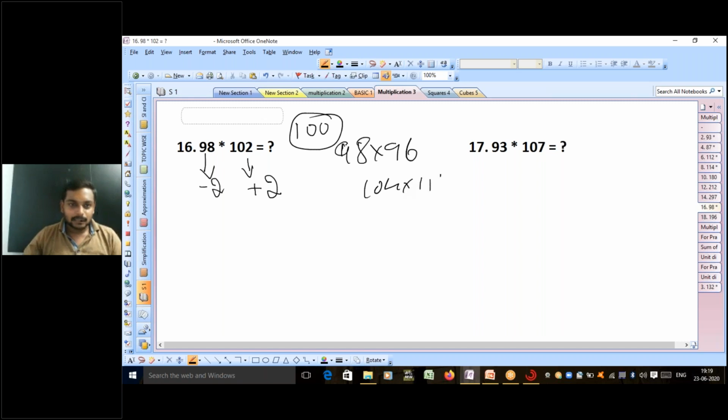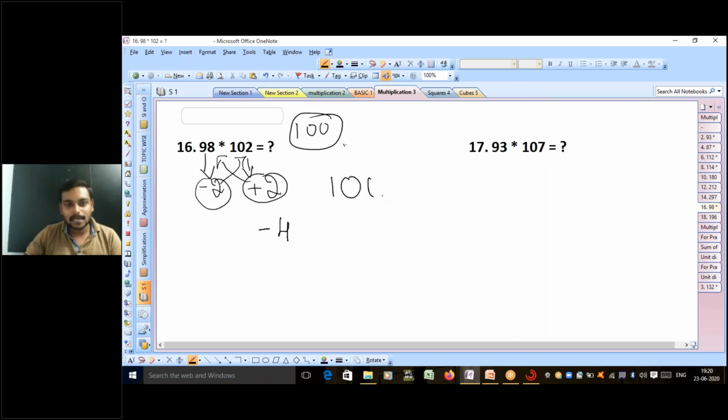In this question, one number is more than 100, one number is less than 100. In this situation, just take base as 100. One number is 2 less, the other is 2 more. 2 twos are 4, but it is minus 4. One number is negative, one number is positive. Just add 2 with 98 or just subtract 2 from 102. You'll find the same answer, that is 100.